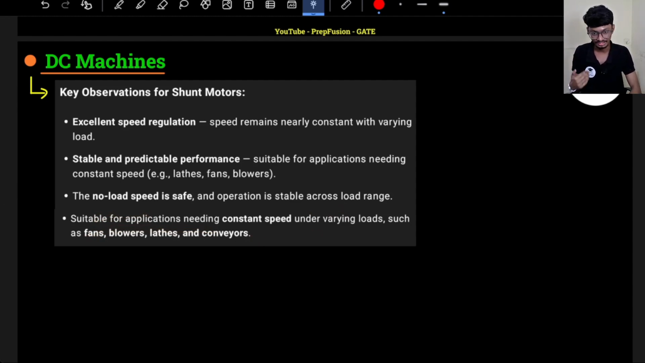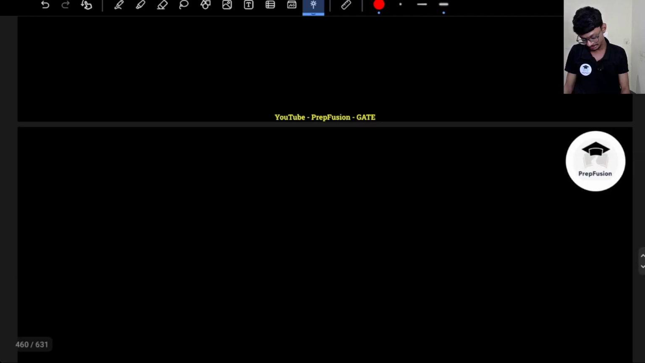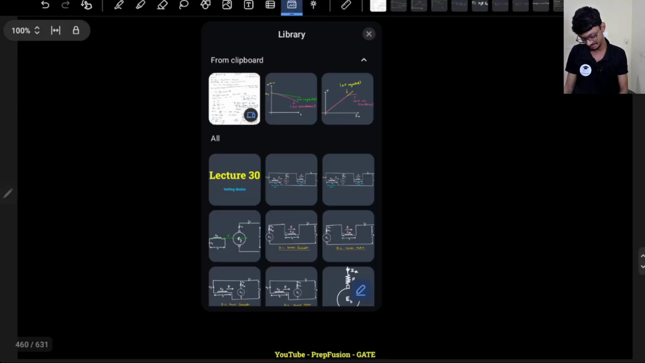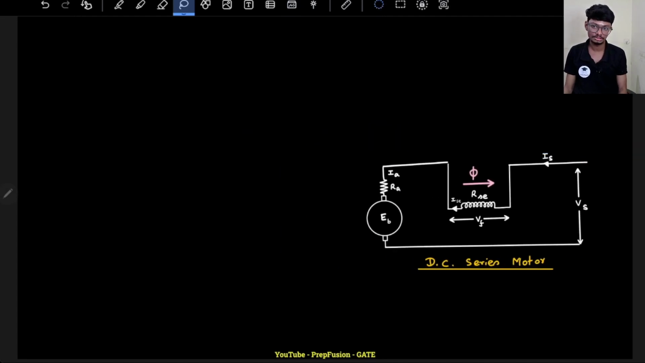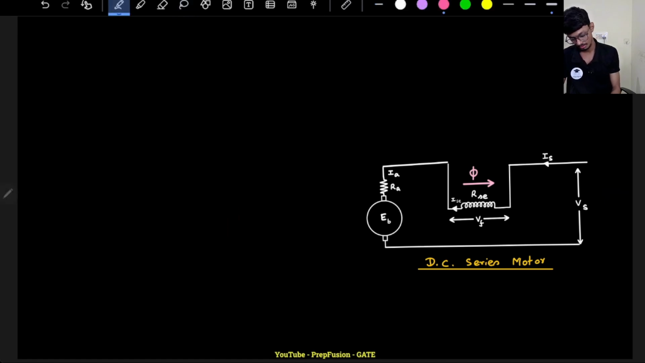Now we will discuss DC series motors. So in case of series motors, the first thing is, will I be able to operate it at no load? Is it possible for me to operate at no load? Okay, so if I write down the equation here, same equation, right?